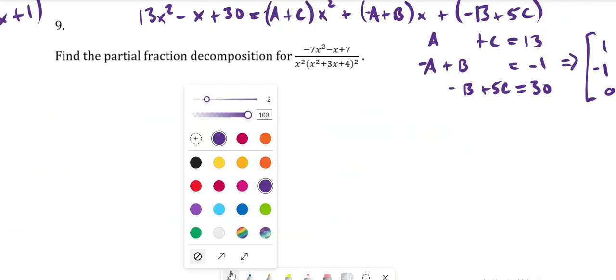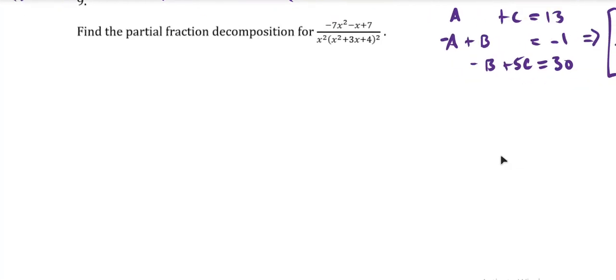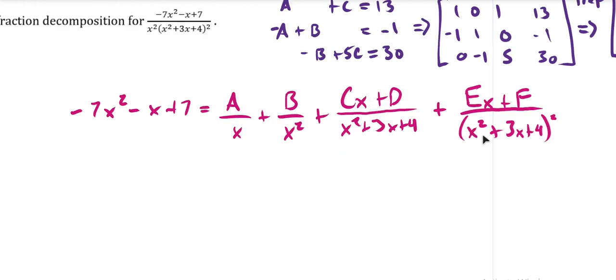Okay, moving on. So let's look at this last one. This last one has a lot going on. It has a repeated linear term, and it has a repeated irreducible quadratic. So I'm going to wind up with, because we need every repetition up to the biggest one, and these are repeated up to squares, we'll need 2 terms.